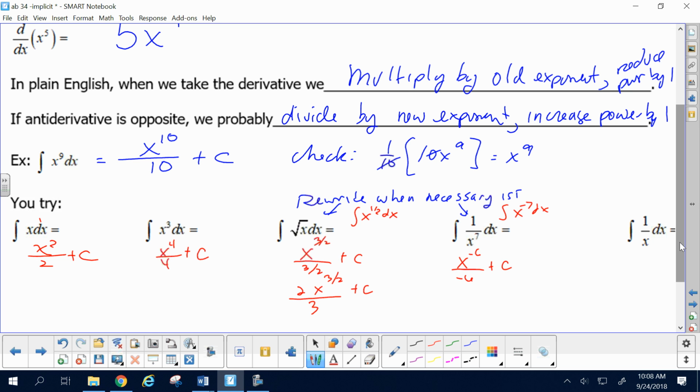This is the great gotcha of calculus. Is that x to the 0? It is not. What's that antiderivative? Yeah, that's natural log. Now that's the only hole in the power rule. That one is the great gotcha. That one's not a power rule at all. It's natural log. Okay? Don't forget the absolute values. All right.